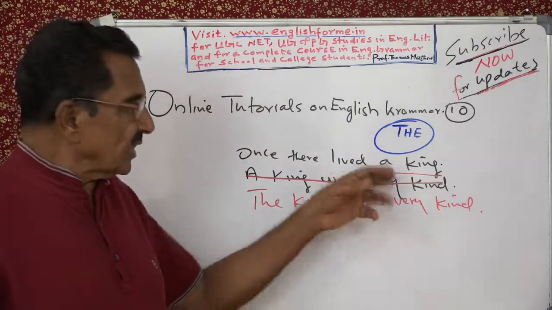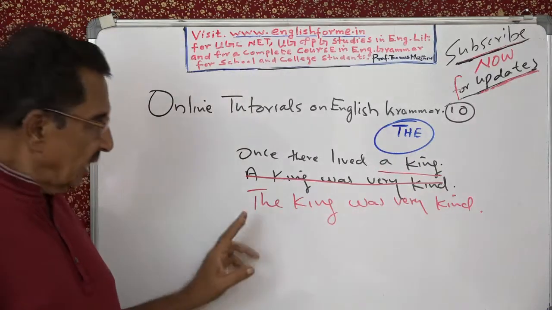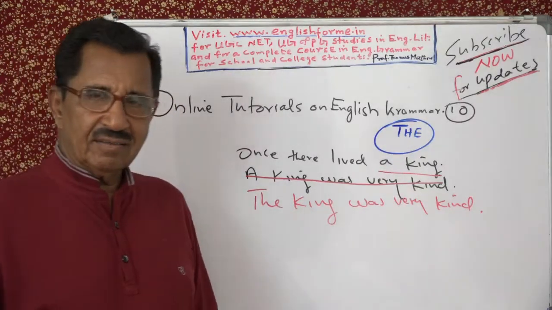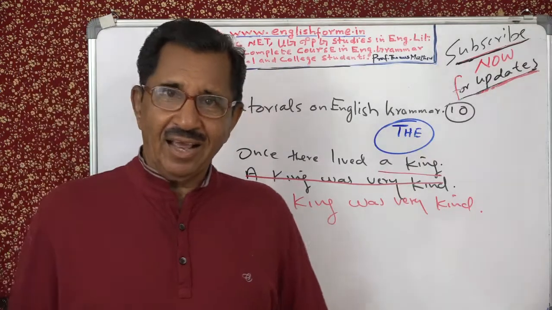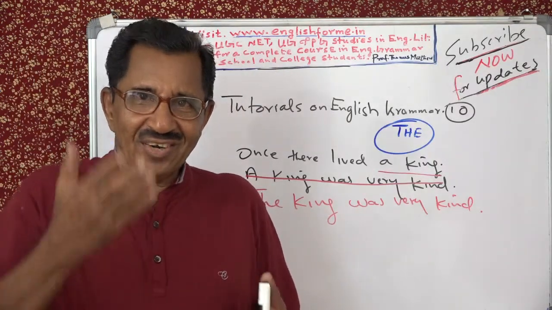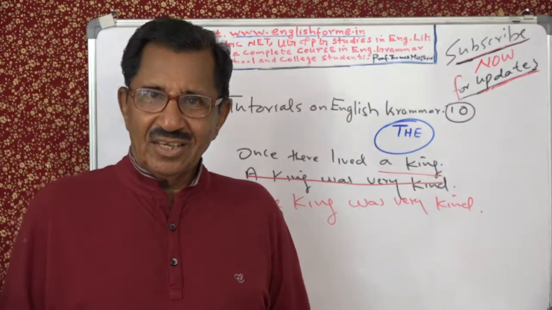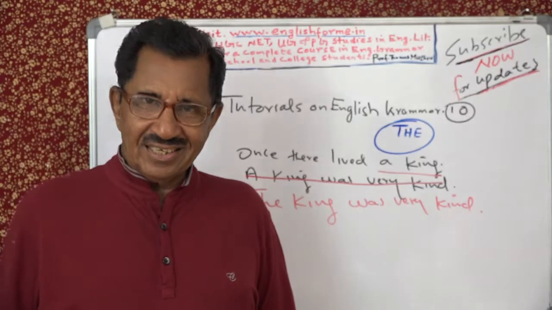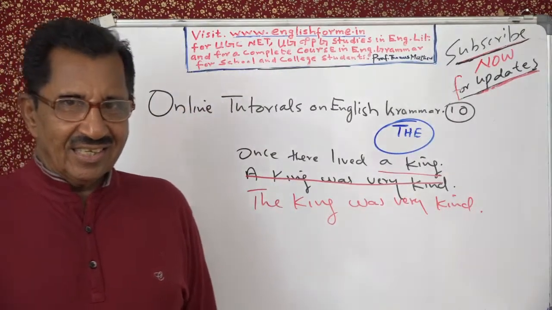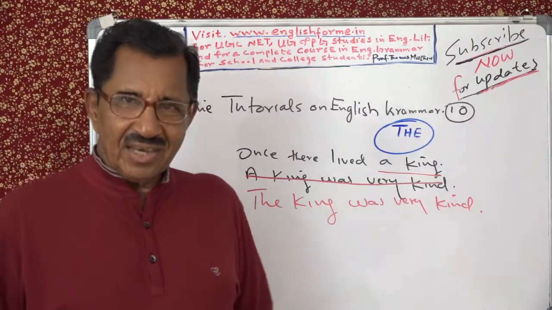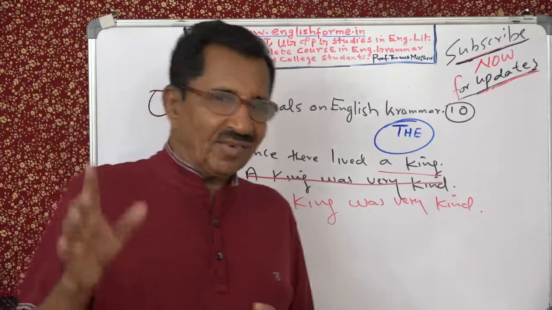Which king? Not this king. If you want to say this king, you have to use that. The king was very kind. His name was Bimbasara. You have heard of the story of Bimbasara. Isn't it? Everybody knows the story. Or Midas. Midas statue. Yes, about gold. Okay, forget about that.